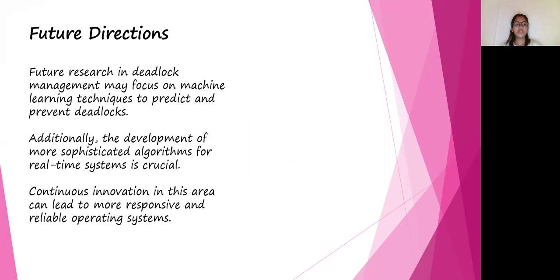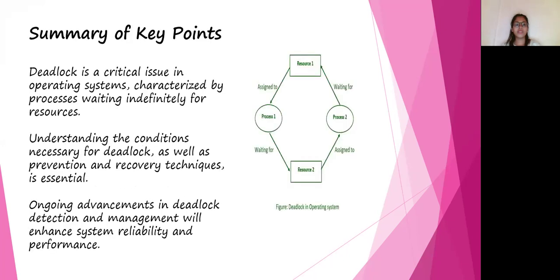Future directions. Future research in deadlock management may focus on machine learning techniques to predict and prevent deadlocks. Additionally, the development of more sophisticated algorithms for real-time systems is crucial. Continuous innovation in this area can lead to more responsive and reliable operating systems.